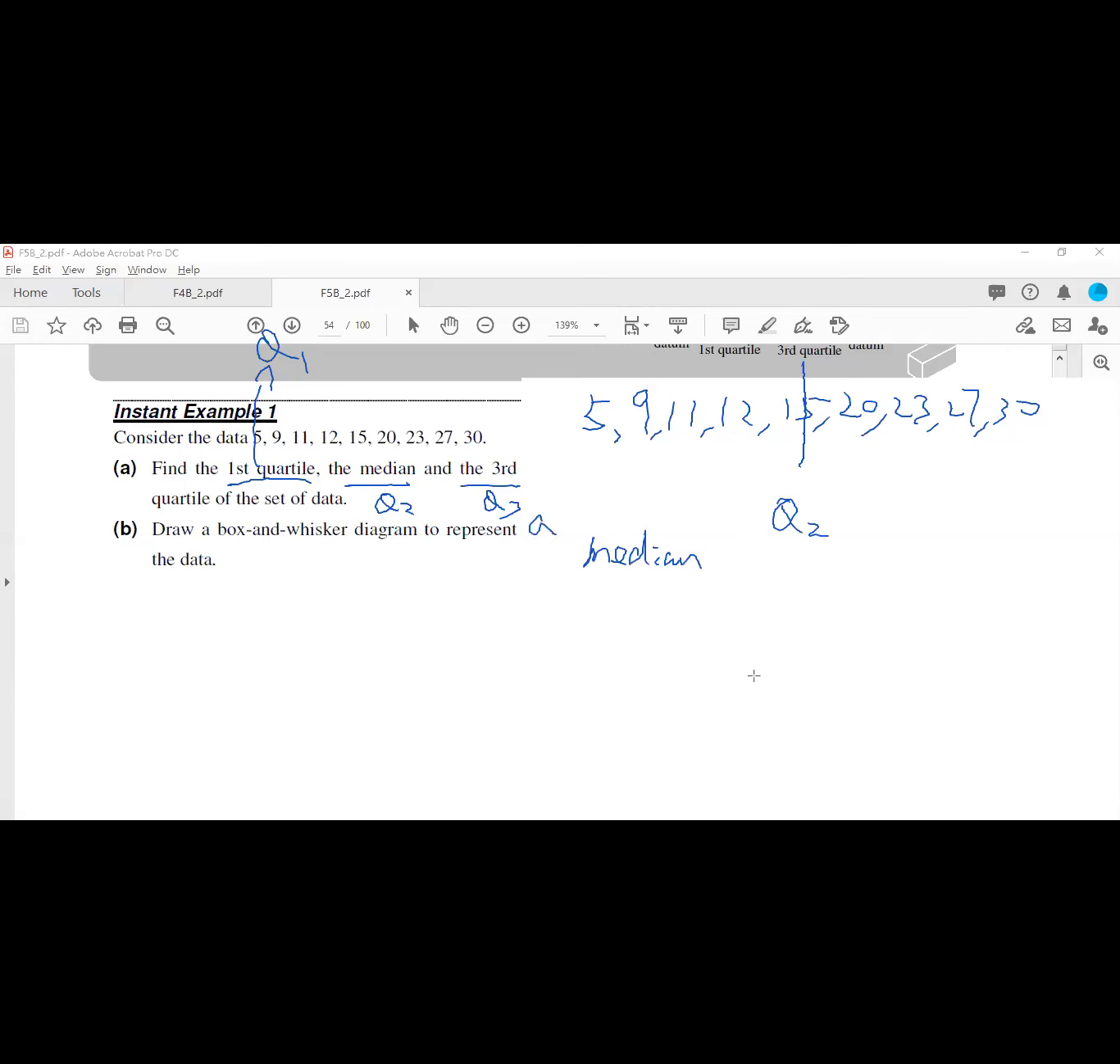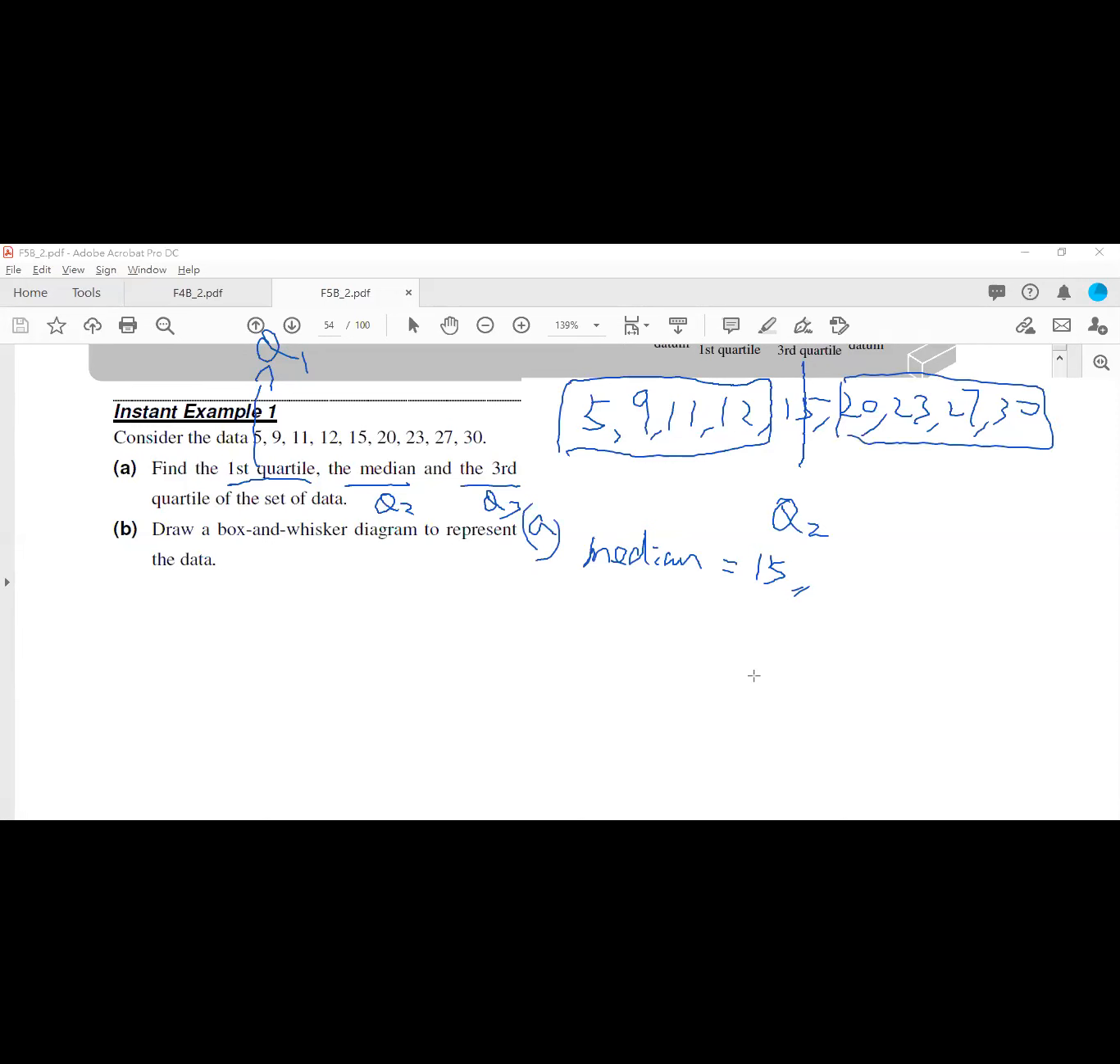Okay, this is part A. Median is equal to 15. It's okay. After cutting out the middle position, then 15 is already gone. Okay, what's remaining is the first half, the smaller half, and the larger half.